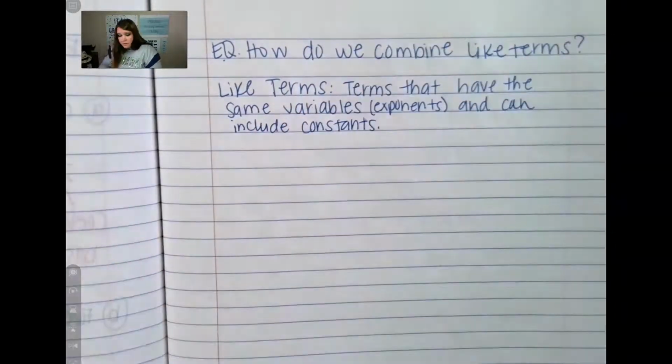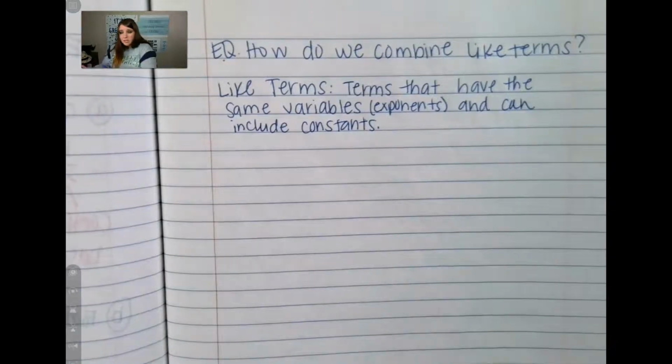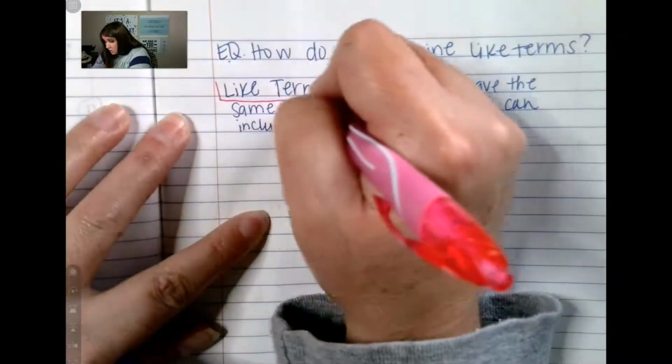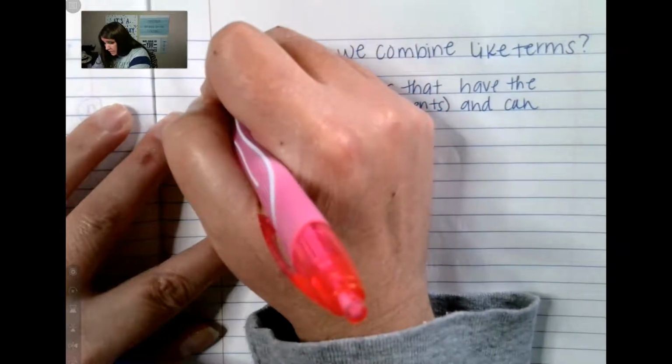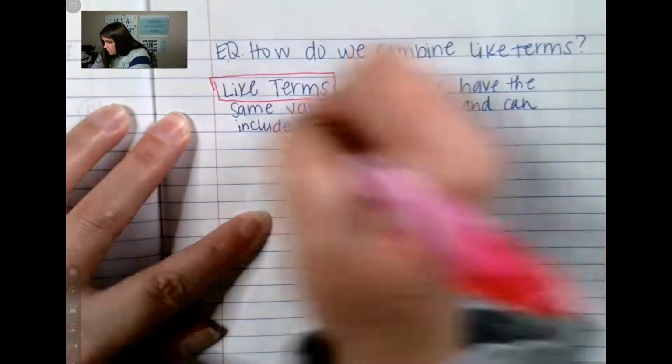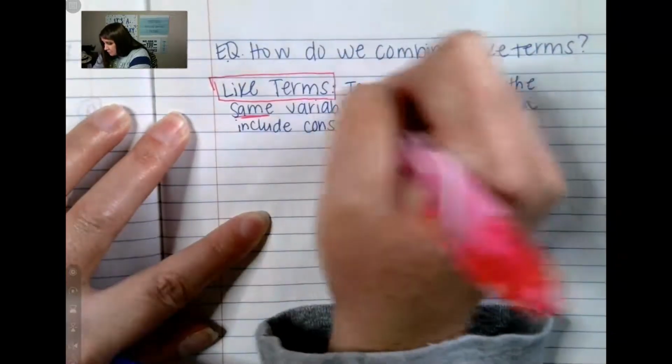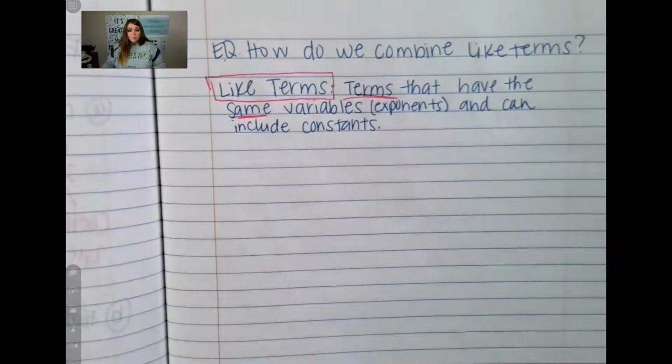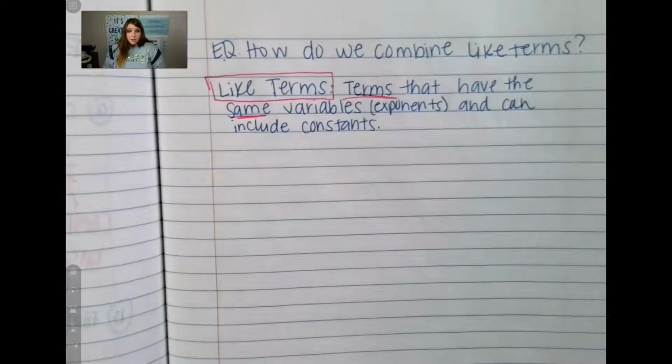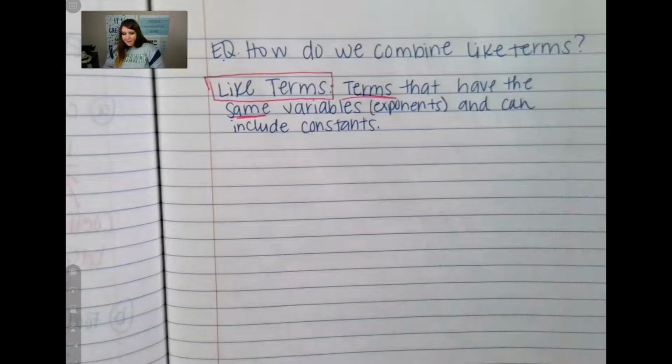All right, now that we have the definition written down, let's see what this means when we are actually using it. Okay, so like terms are terms that are the same. That is what we're going to be looking at today. Terms that are the same. All right, but how do we combine them? So let's go ahead and look at what this actually looks like in action.